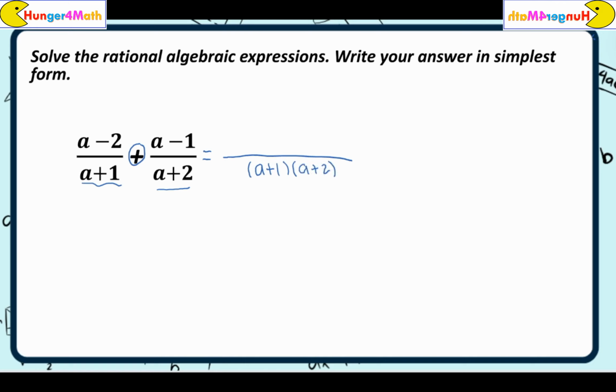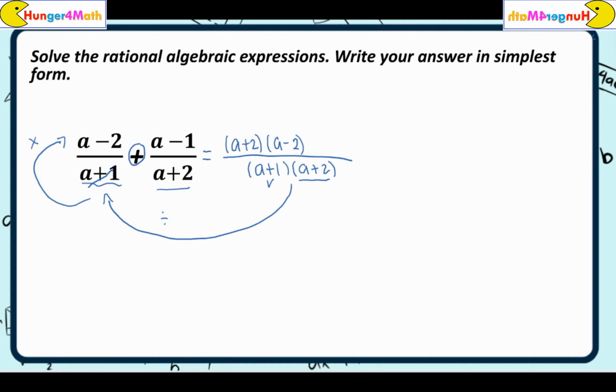Next, we're going to divide the LCD by the denominator, and then the result will be multiplied by the numerator. Let's start. So a plus 1 times a plus 2 divided by a plus 1. Since this a plus 1 is the same as this, we can just cancel this out, and what will remain is the a plus 2. That is what we're going to multiply to a minus 2. It will turn out like this: a plus 2 multiplied by a minus 2.